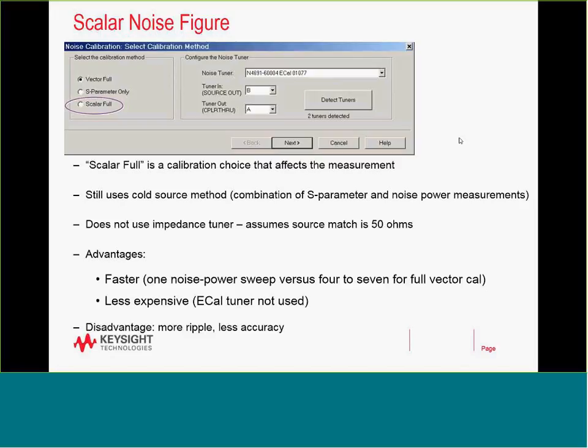I said we were talking about vector, and we also have a scalar noise figure technique. A scalar noise figure technique does not use that source pull technique. It basically uses the inherent impedance of the system as the source match. Okay. So it still uses the same cold source methods. We just don't do the vector portion of it. So the advantages are the setup is a bit simpler. The cost of the system is a little bit lower because you don't need that extra ECal.